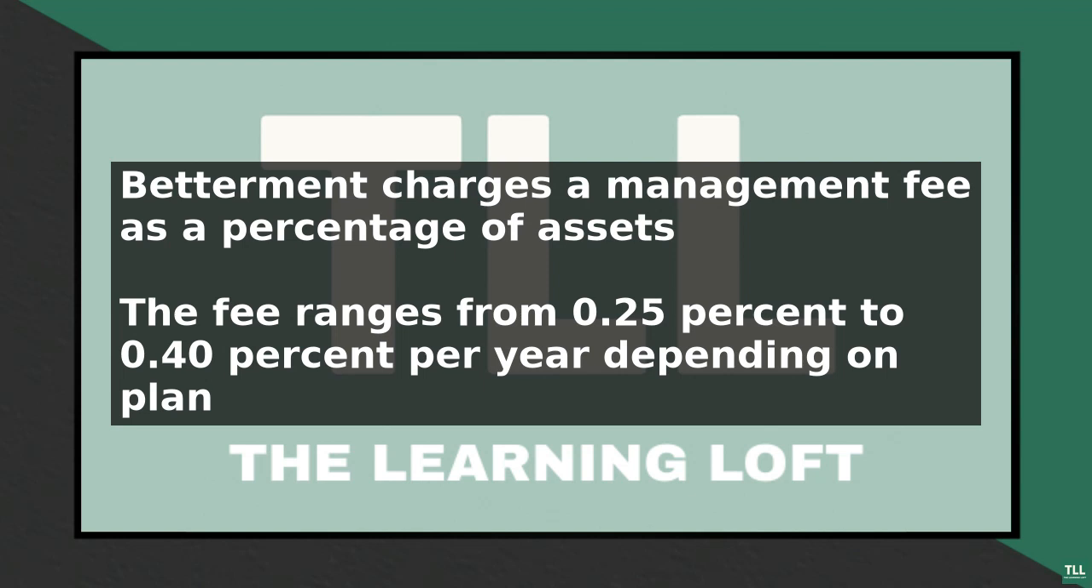Step 1 is to choose your investment plan. Betterment offers two main plans. The digital plan, which charges 0.25% per year, and the premium plan, which charges 0.40% per year.